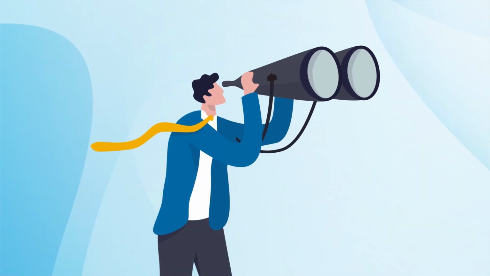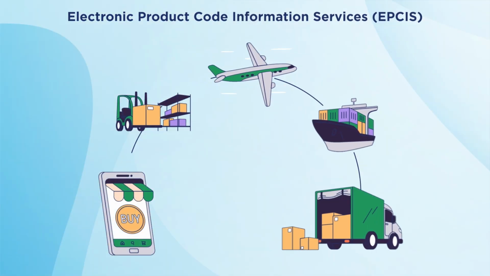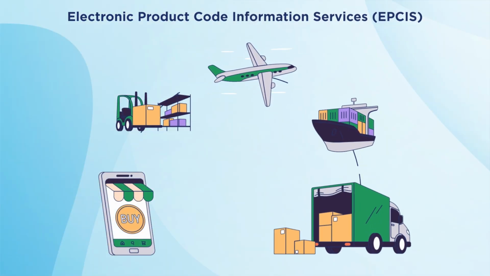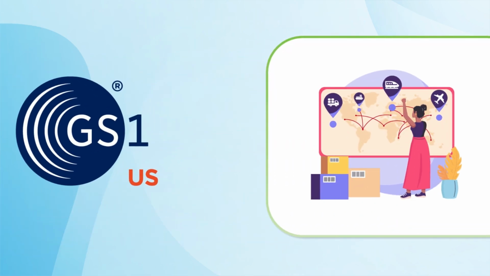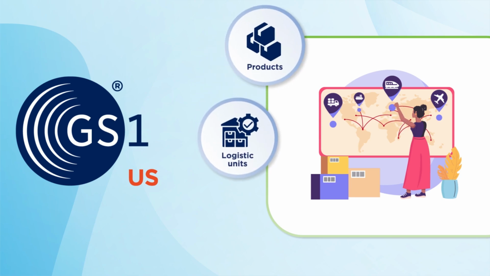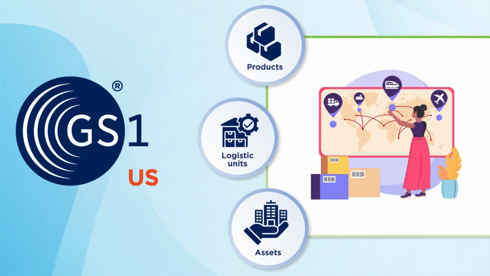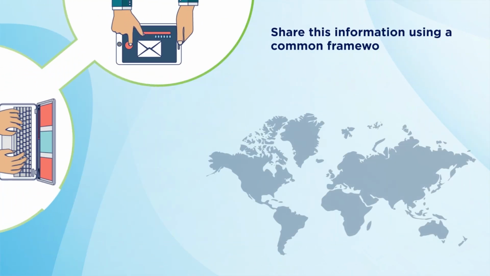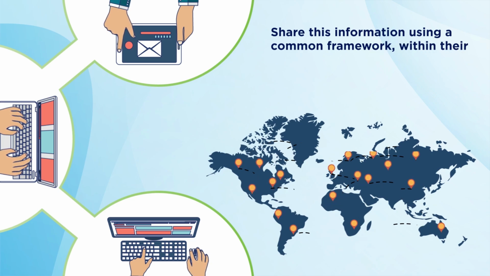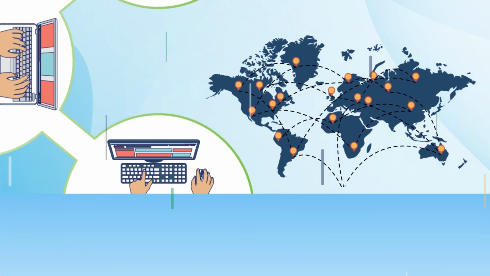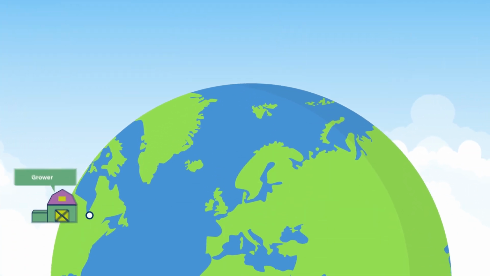Welcome. Today, we're going to cover how you can gain greater visibility into your supply chain with Electronic Product Code Information Services, or EPCIS. With this GS1 global standard, businesses can obtain relevant information about products, logistic units, and assets, and share this information using a common framework as they physically move throughout the supply chain, both within their business and with their partners. Let's start with the foundation.